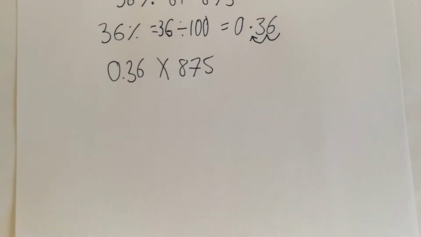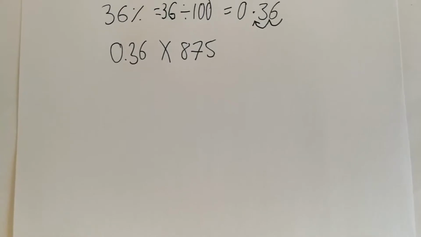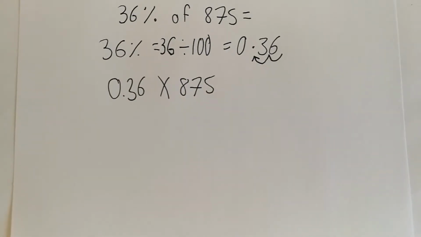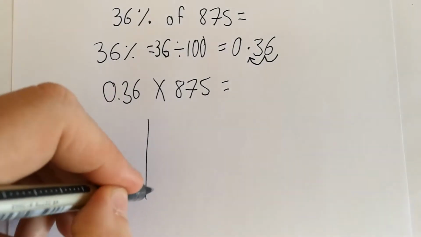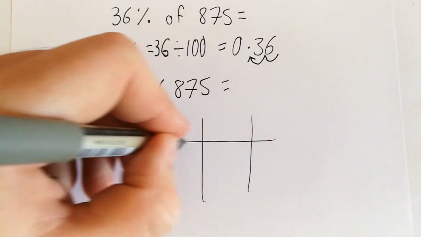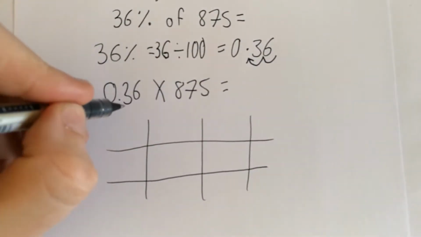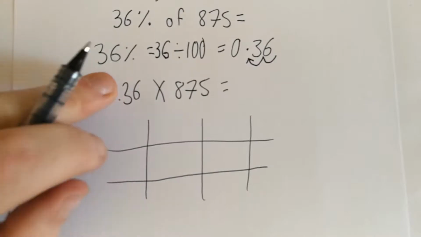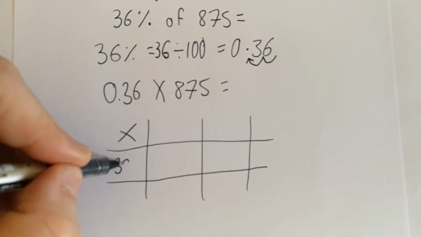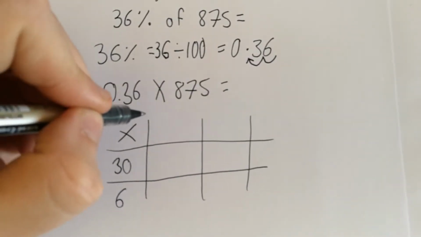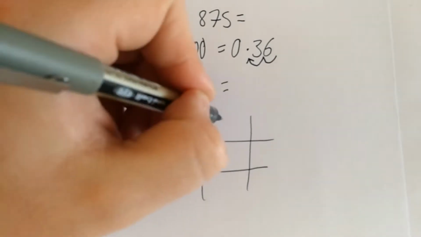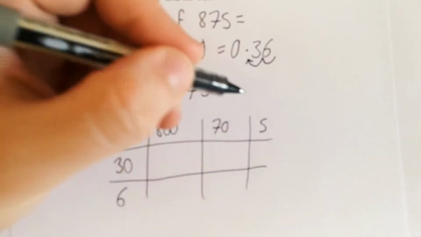So let's move that up a little bit. We're going to need to do 3 lines in one direction, and then only 2 in the other. We're going to treat that as 36, so I'm going to put a 30 down here and 6 there, and then 875 here.